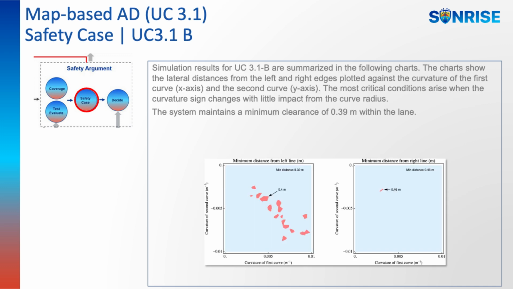Simulation results for UC3.1-B are summarized in the following charts. The charts show the lateral distances from the left and right edges plotted against the curvature of the first curve, x-axis, and the second curve, y-axis. The most critical conditions arise when the curvature sign changes, with little impact from the curve radius. The system maintains a minimum clearance of 0.39 m within the lane.